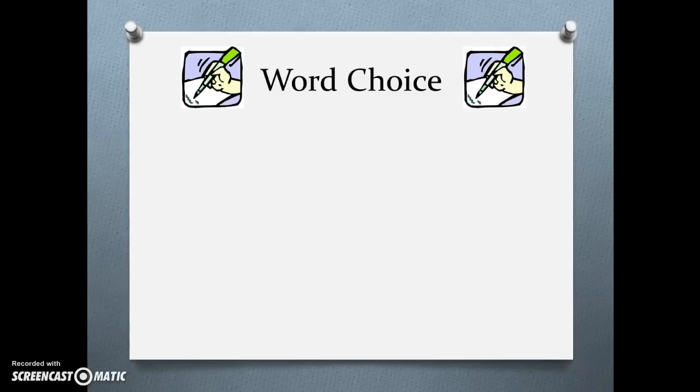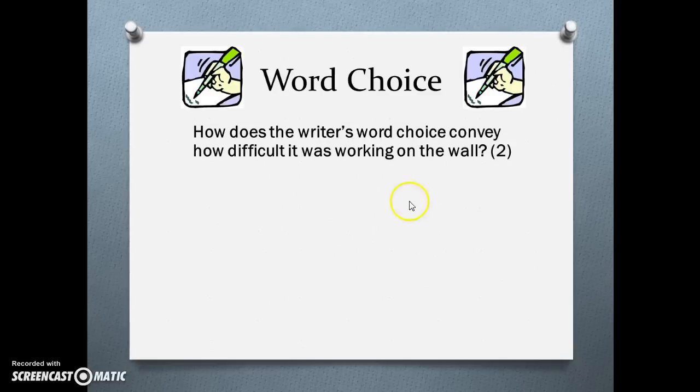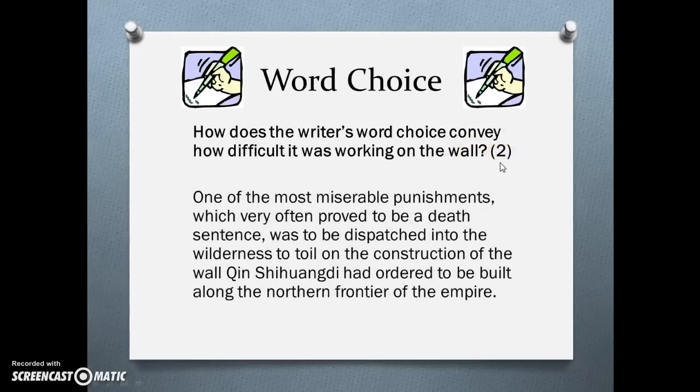Let's look at another example, this time a little bit longer. So, how does the writer's word choice convey how difficult it was working on the wall? And it's worth 2 marks. Here is our extract. Let's read it together.